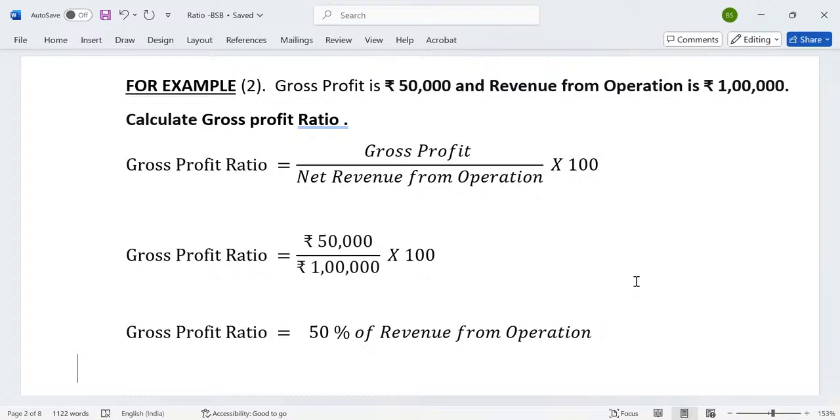What is the interpretation? What is the meaning of it? Our gross profit is 50% of our revenue from operations. You may take the calculator. Rupees 1 lakh is the revenue from operations, its 50% means rupees 50,000. So gross profit is expressed in percentage. As we told, ratio can be expressed in number of times, proportion, or in fraction also.